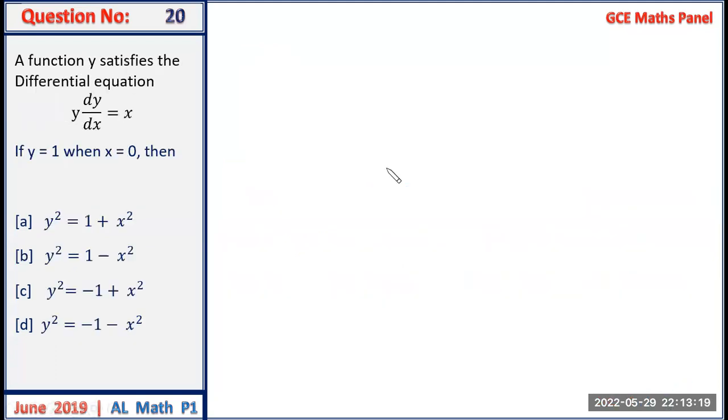All right, question 20. A function y satisfies the differential equation y dy/dx equals x. If y is equal to 1 when x equals 0. So when this happens, what equation do we have? How do we solve this differential equation? Which method can we apply to solve this?